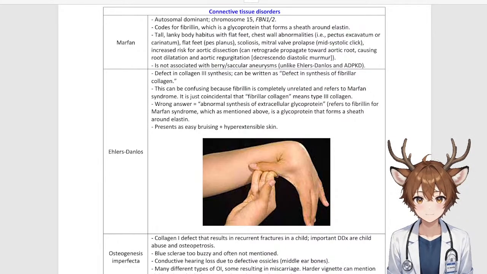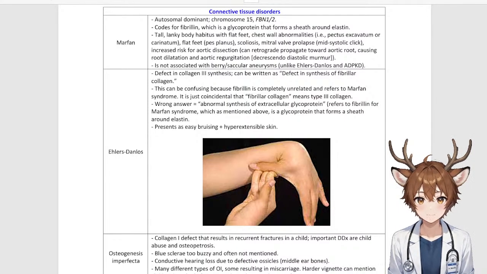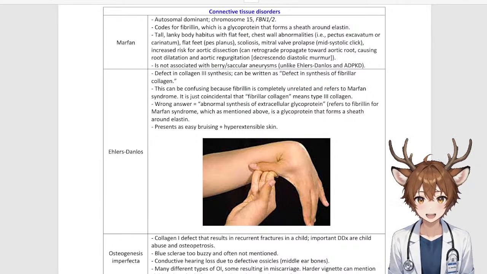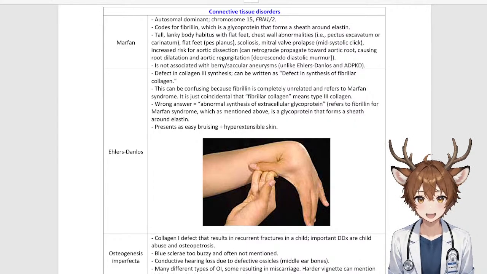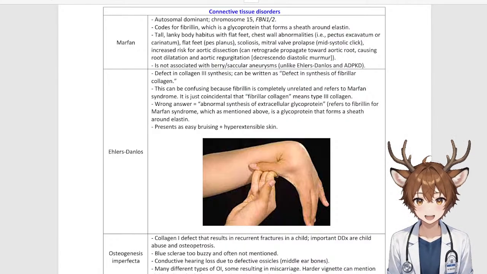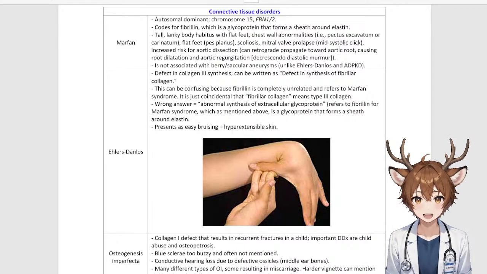Okay, and adult polycystic kidney disease. So Marfan syndrome is an issue of fibrillin, which is an FBN1/2 gene in chromosome 15. It's autosomal dominant. Again, the person is tall, flat-footed, scoliotic, with mitral valve prolapse. They have this aortic dissection issue potentially, and they can have aortic regurgitation with this decrescendo diastolic murmur.